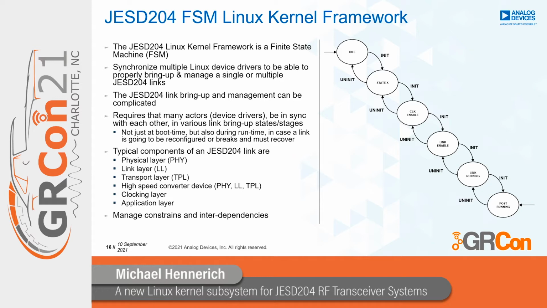Typical components of JESD204 links are the PHY layer, the link layer, the transport layer, the high-speed converter devices with internally also PHY, link and transport layer configurations, the clocking layer, and also the application layer. So the framework needs to manage constraints and all the interdependencies. On the right, we see such a basic finite state machine where we start in idle state, then move on to state X, and then at some point we get to clock enable, link running, and the last state is the post-running state.